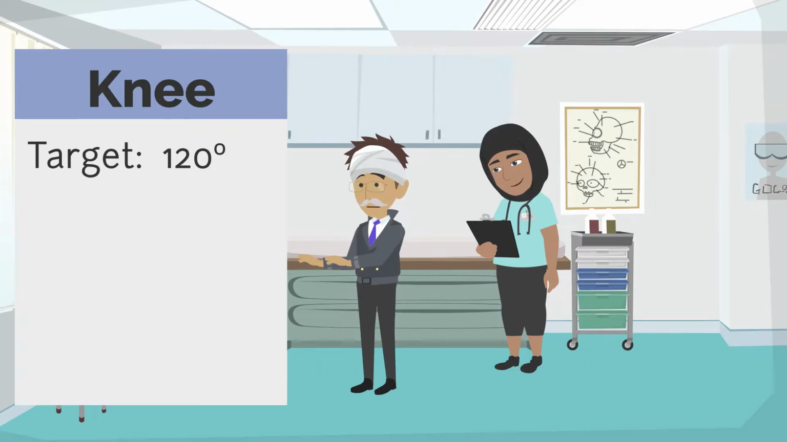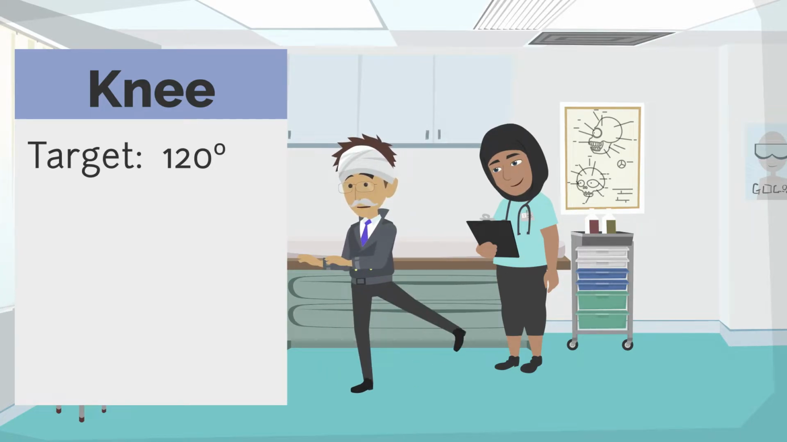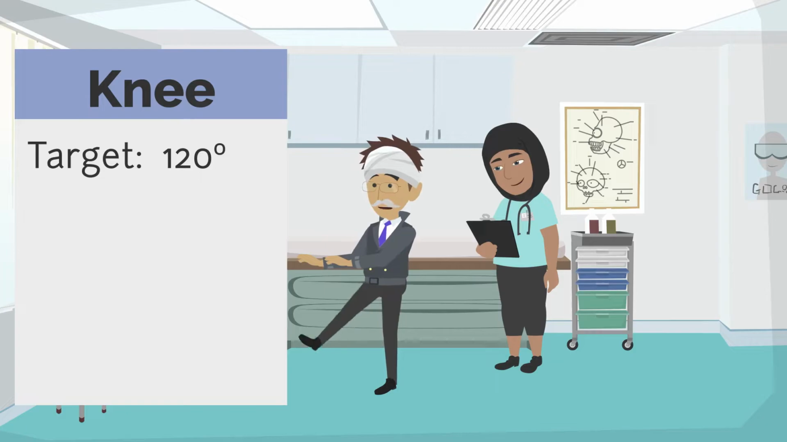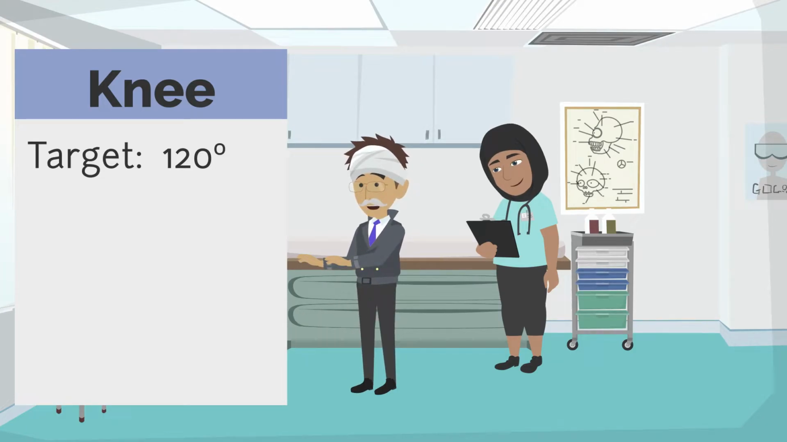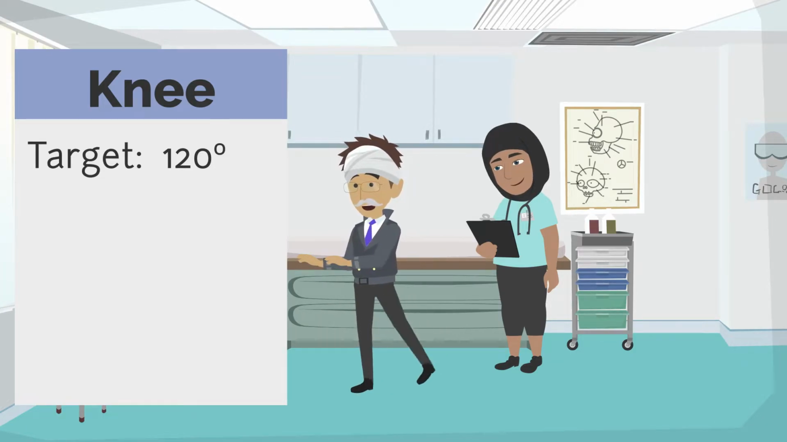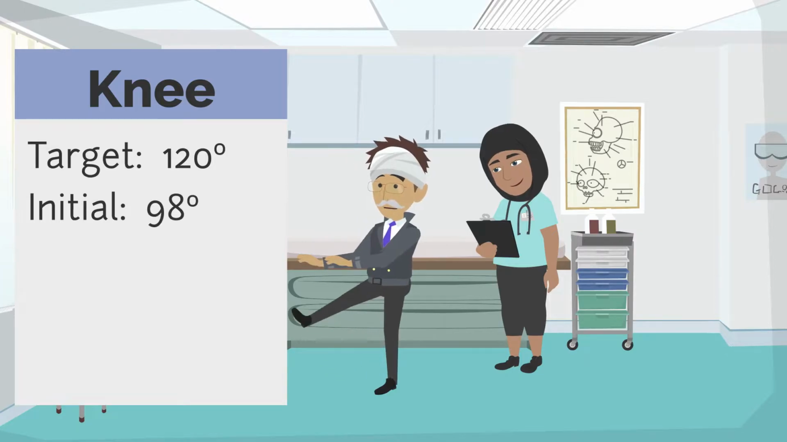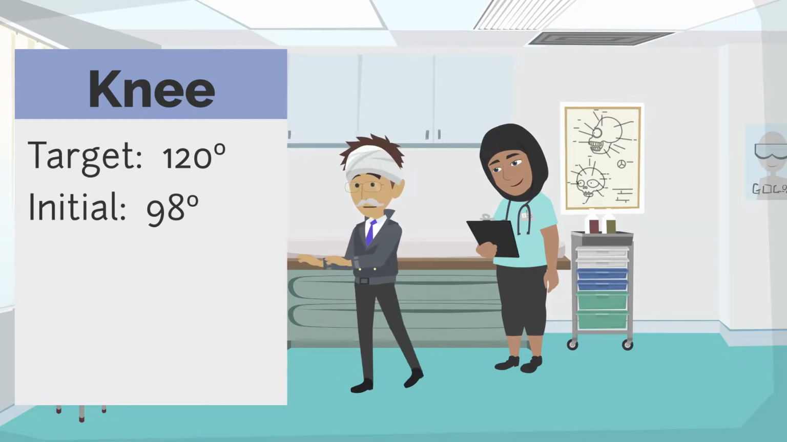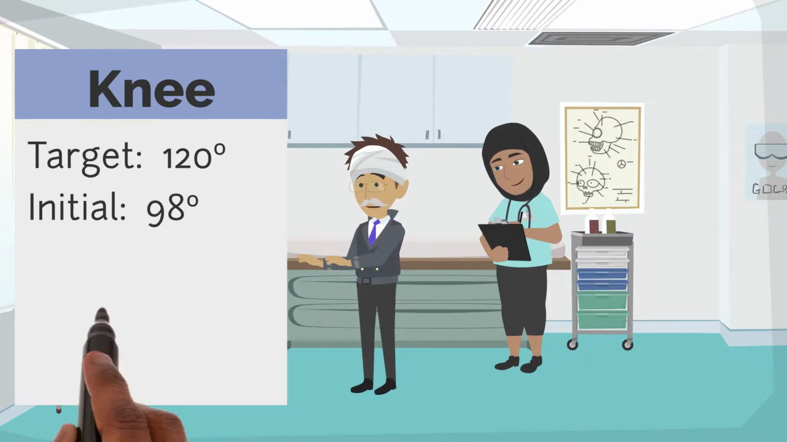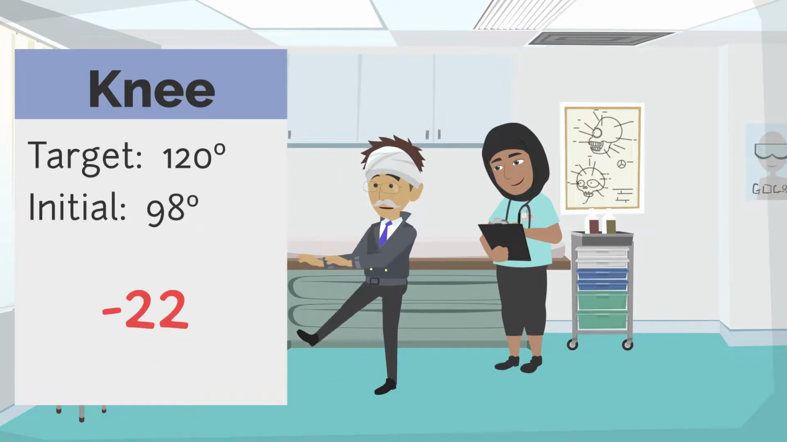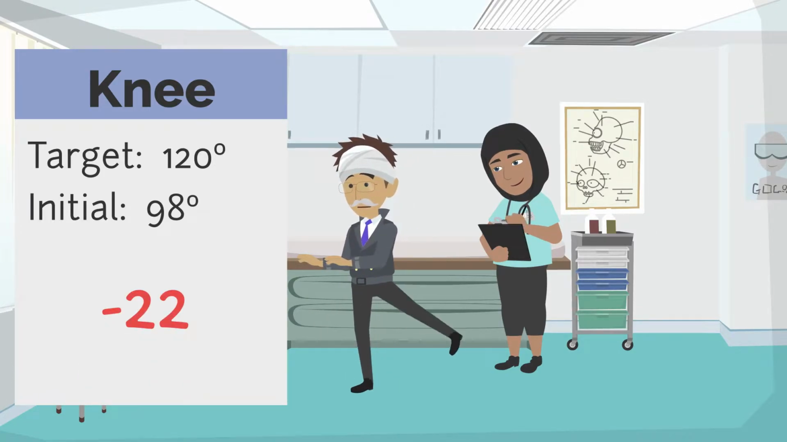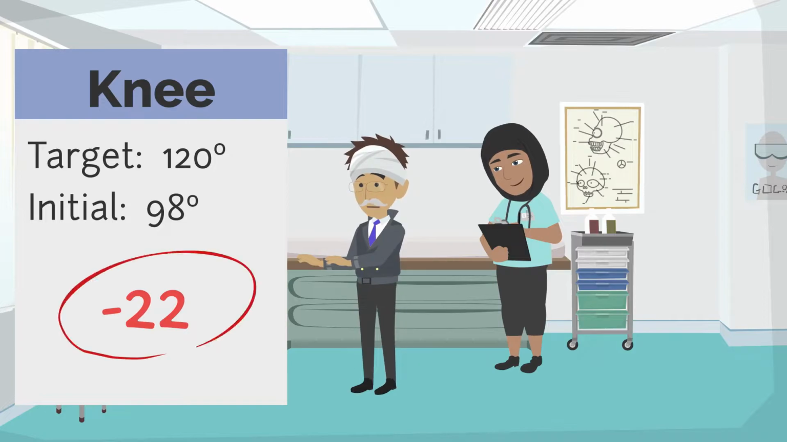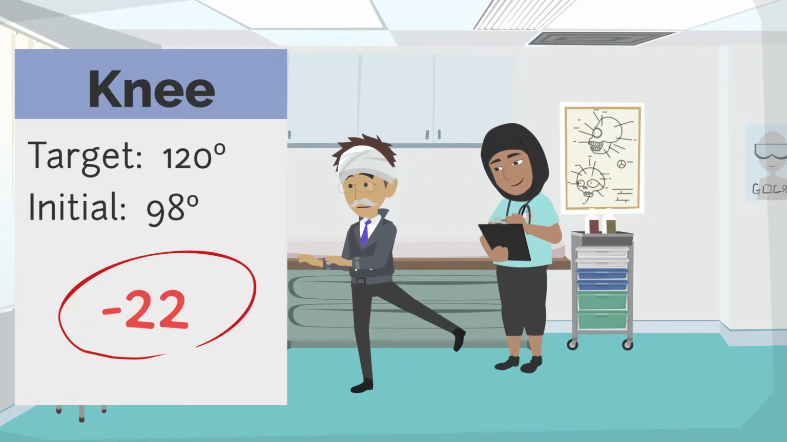When the knee is straight, this position is 0. During the evaluation, Dr. Azad notes that my knee only bends 98 degrees. She represents this measurement as negative 22. My knee needs to bend 22 degrees more to be at what is expected for a healthy knee.